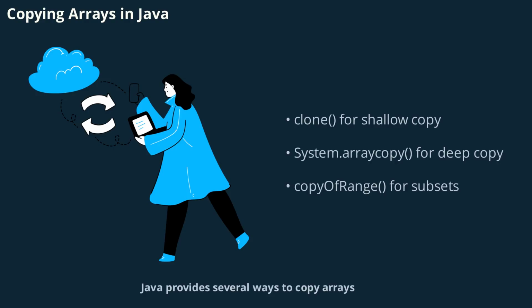Java provides several ways to copy arrays. You can use the clone method for a shallow copy, System.arraycopy for a deep copy, Arrays.copyOf to copy the entire array, and Arrays.copyOfRange to copy a subset. Each method has its own use case, depending on whether you need a full copy, a partial copy, or a deep copy for complex objects.